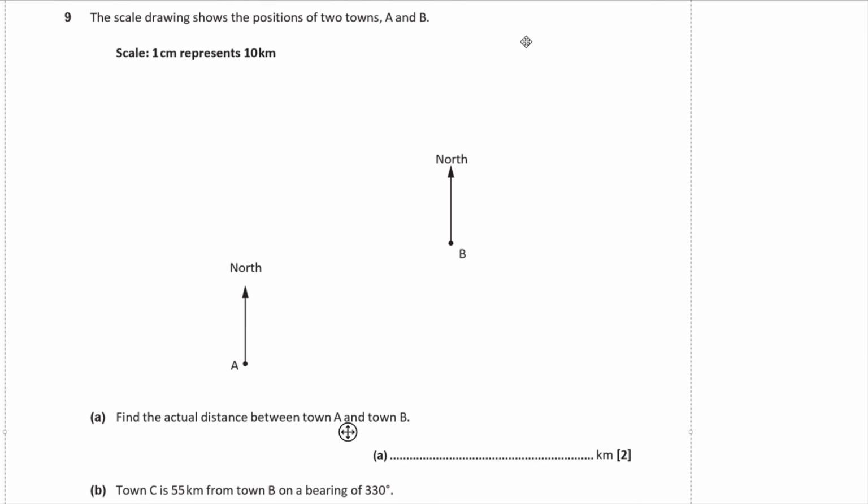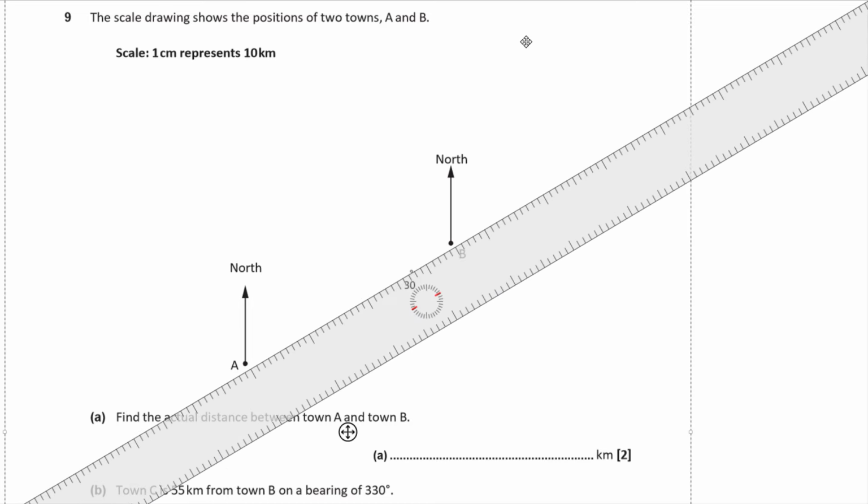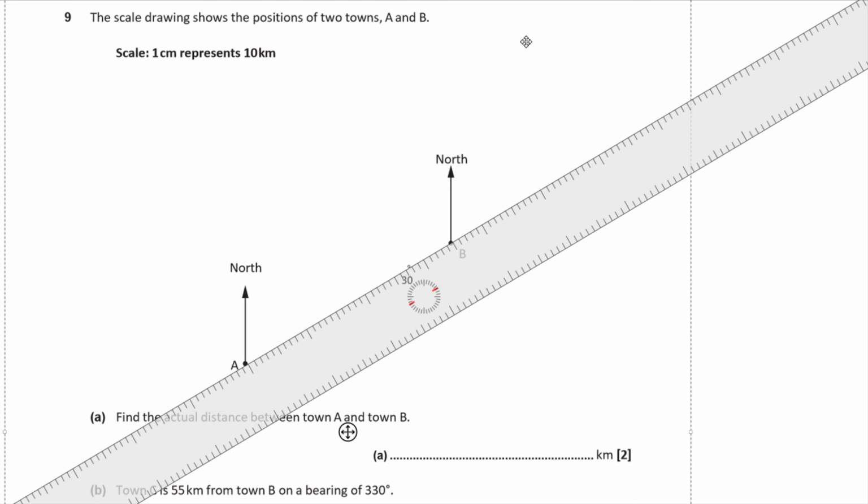Question 9. The scale drawing shows the positions of 2 towns A and B. Scale 1 centimetre represents 10 kilometres. Find the actual distance between town A and town B. Okay. So what you're going to need to do is get your ruler out and measure the distance between these 2 towns. Okay, so that distance there, basically from there to there. I'm just going to draw the line in.